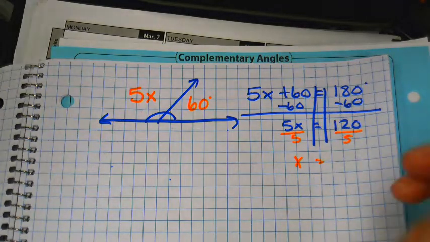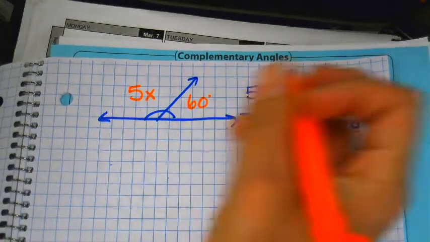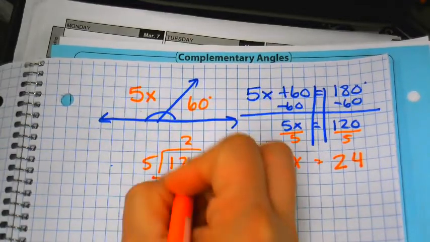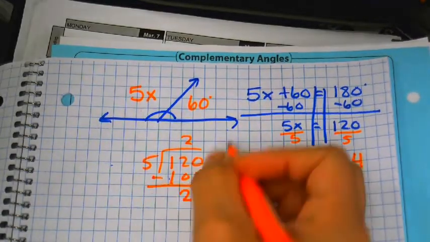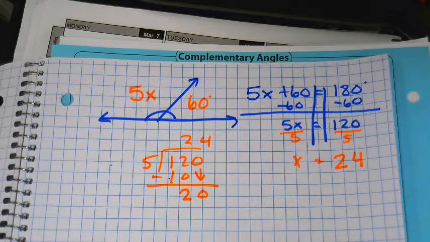20 what? 24? Well, 120 divided by 5, that gives me 2, remainder 10. Remainder, yep, 24. So X is 24. The angle is not 24 degrees because the angle is 5x, so it would be 5 times 24. That would give you the angle measurement, which is 120, because if it's just 60, this is 120.